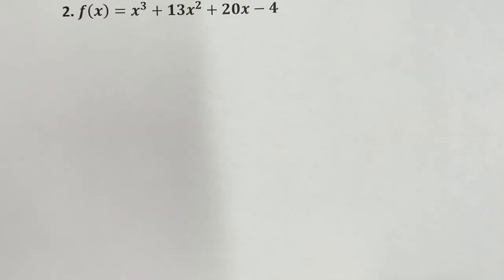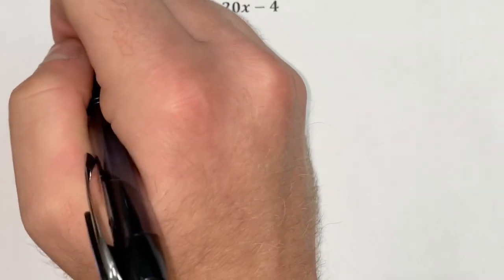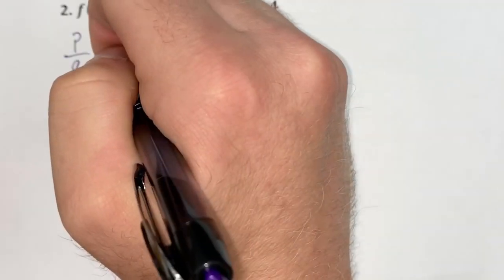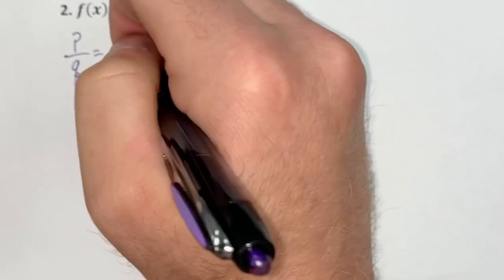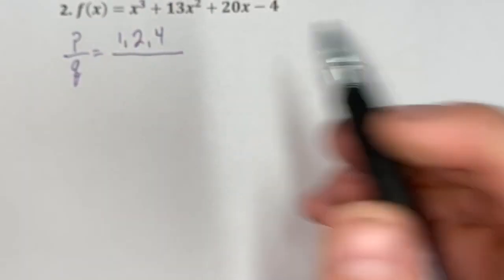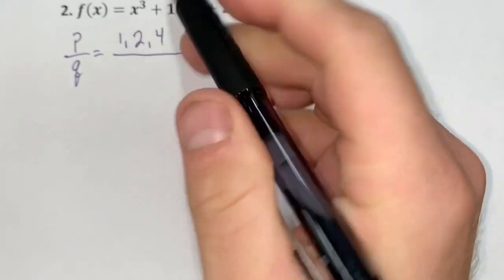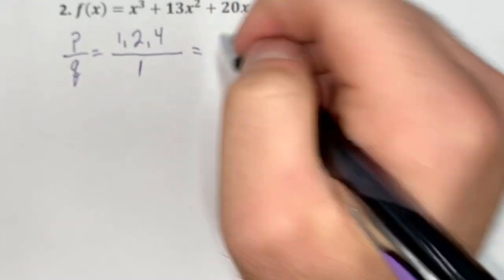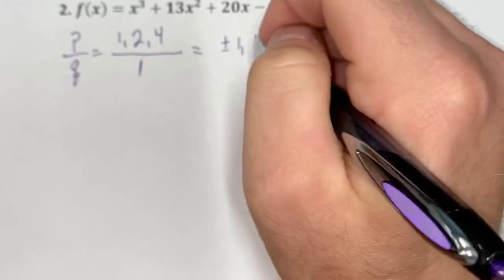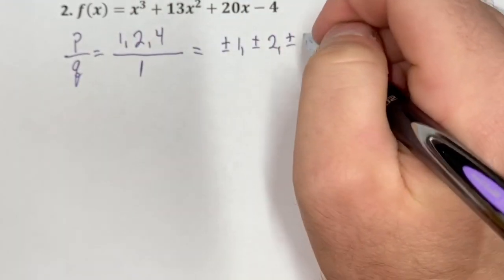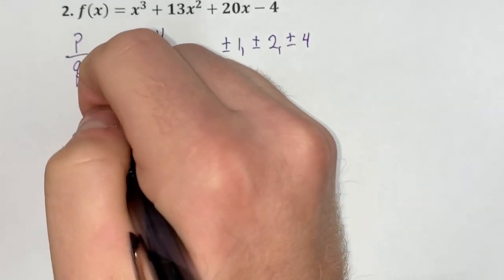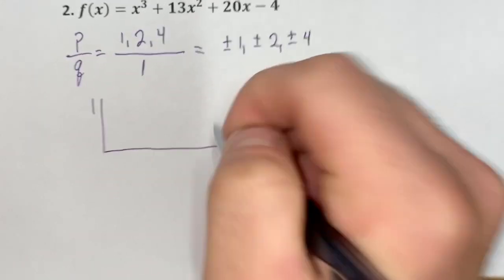Let's try another cubic function. We have to list all the possible rational roots, p over q. P is all the factors of the constant term, -4, which would be 1, 2, and 4. Q is all the factors of the leading coefficient, which is 1. So our possibilities are 1, 2 divided by 1 is 2, and 4 divided by 1 is 4. We're going to try those until we find one that works.